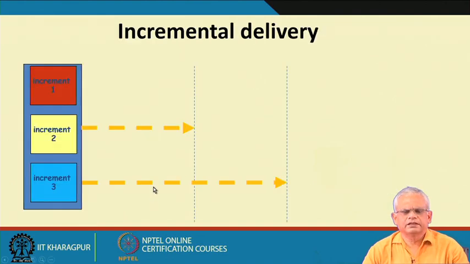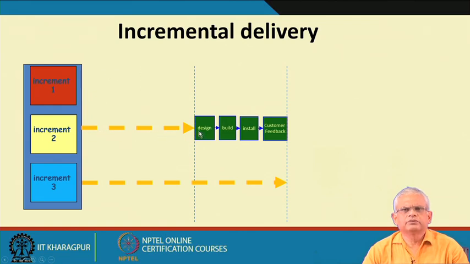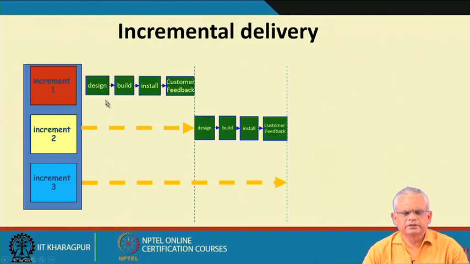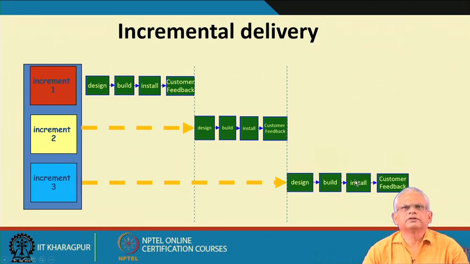This is a diagrammatic representation. The initial requirements are split into increments, increment 1, 2, 3. Increment 1 is developed, increment 2 gets developed. So, this is like a waterfall model: design, build, install, customer feedback. Increment 1 is first developed, then increment 2 is developed, then increment 3 gets developed.